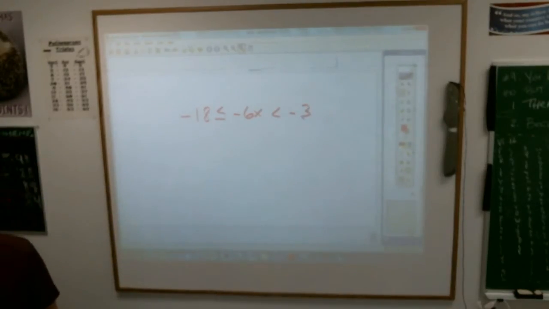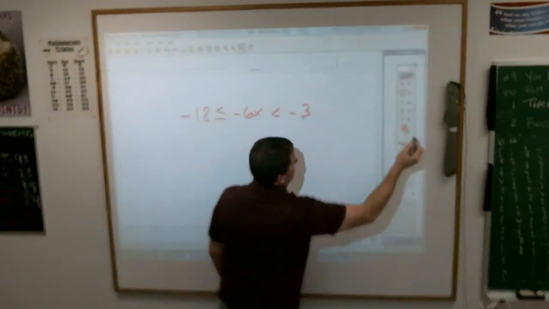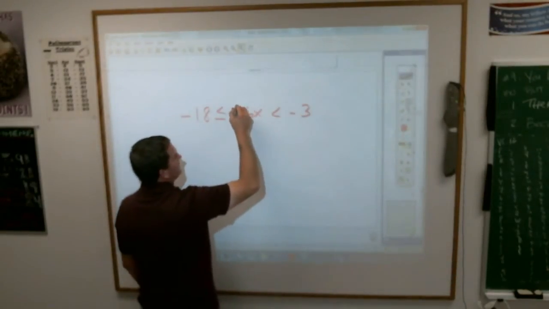Listen to me carefully, children. Wait, that's not right, is it? It's negative 3. We did all that. That makes sense, huh? This is negative 3? Yeah. How am I supposed to fix that? I don't want to erase all this.